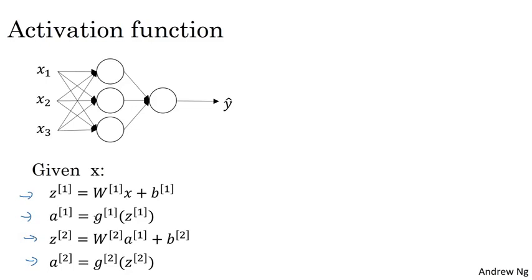Why don't we just get rid of this? Get rid of the function g and set a1 equals z1. Or alternatively, you could say that g of z is equal to z, right? Sometimes this is called the linear activation function. Maybe a better name for it would be the identity activation function, because it just outputs whatever was input. For the purpose of this, what if a2 was just equal to z2?